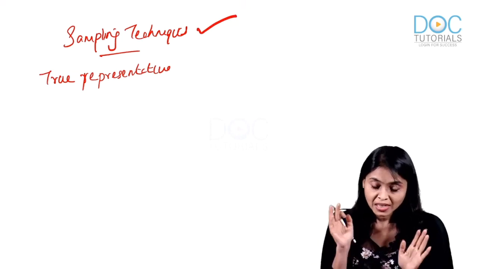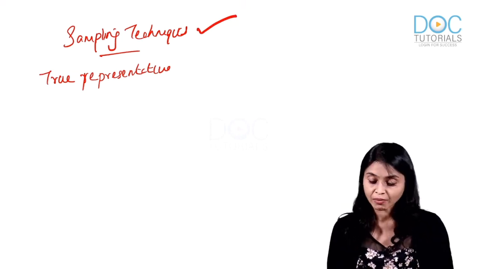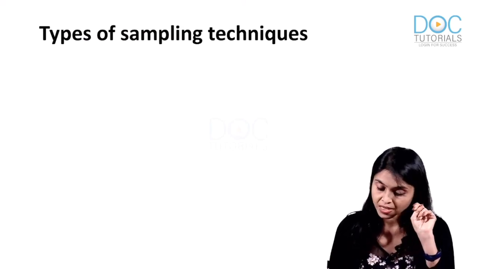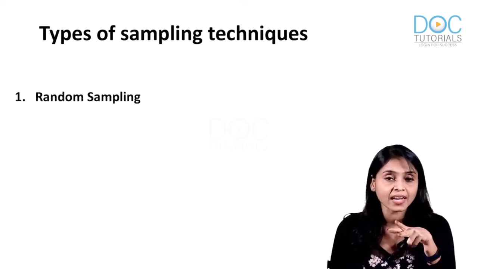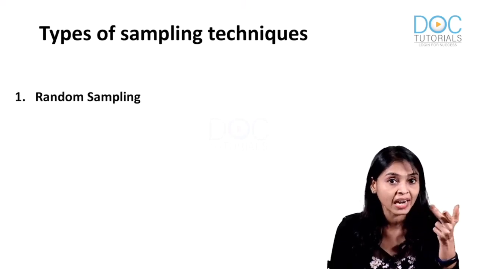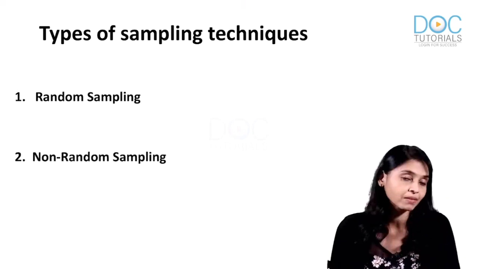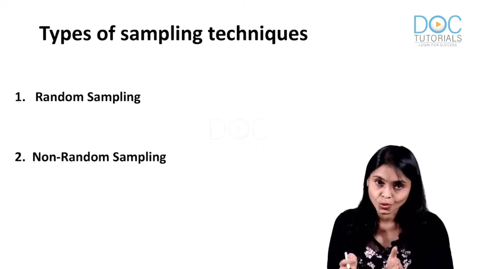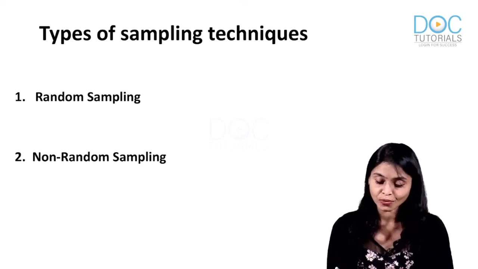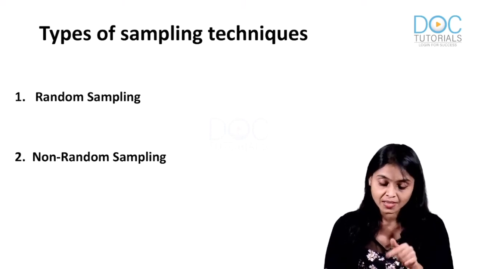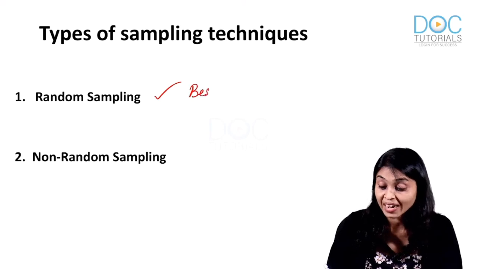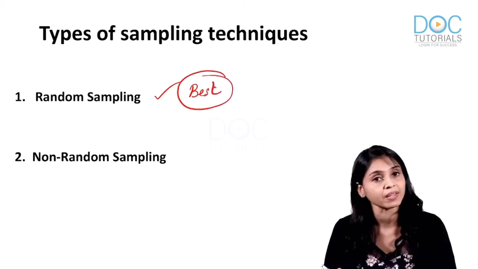Okay, now let's see how sampling techniques are divided. Sampling techniques are mainly divided into two. One is random sampling, and the second has to be non-random sampling. Okay, first MCQ from this. Of course, these two are MCQs, and the next MCQ from this slide is, which among these is the best? Random sampling is the best. If possible, or whenever possible, go for random sampling.